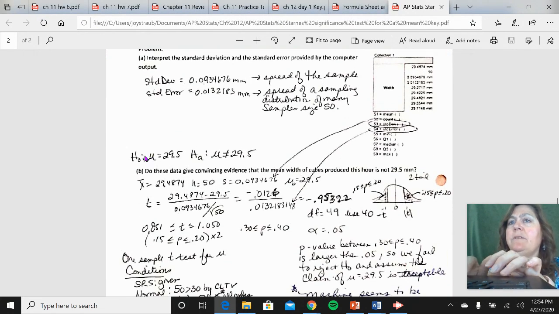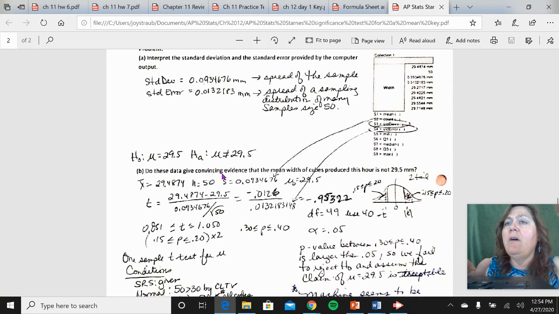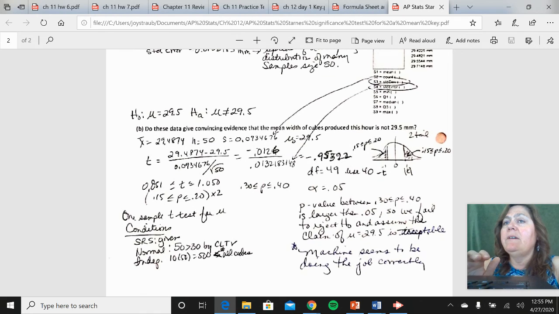Okay, so as I was saying before, I showed you the two parts, that this is the spread of the sample, whereas your standard error is the spread of the sampling distribution of many samples of size 50. Okay, so we got an H0 and an Ha here. It's a two-tailed test. When you run your test statistic, I got negative 0.95322 with a df of 49.